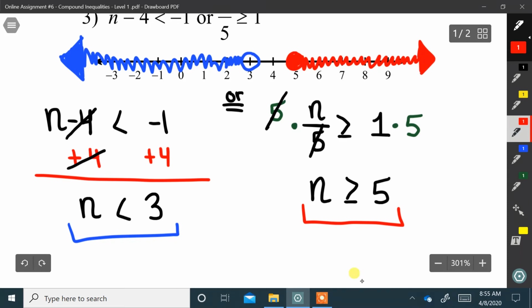Remember, guys, it's open when you don't have the line. And since I have the line right there, that means it's closed. Okay, so this is an open circle. This is a closed circle.